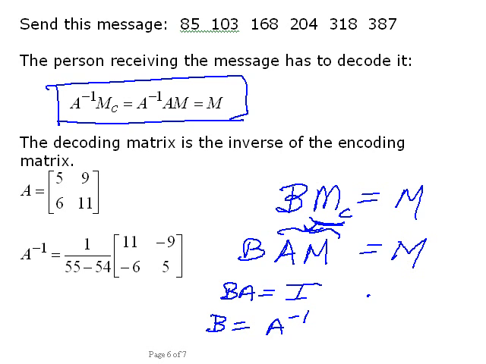If you took the inverse of A and multiplied it by C, that would be like multiplying the inverse of A times A times M. But A inverse times A is the identity, and the identity times M just gives you M back. So this is what you've received, and that's what's here. So now you have to find the inverse, and either you had the original matrix or you construct the inverse matrix. We're going to have to construct it in this case.